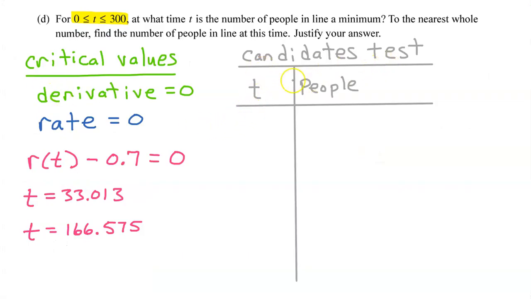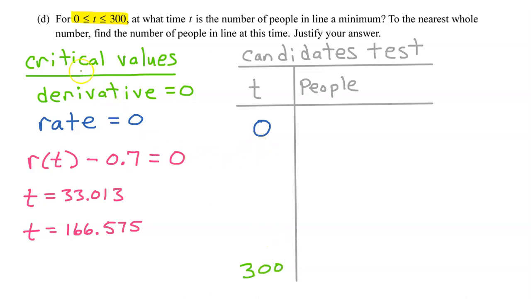It's time to set up the candidates test. Remember, we are looking for the time t when the number of people in line is at a minimum. So the first column will be the times, which are candidates for the minimum number of people. These candidates will include the endpoints. Don't forget the endpoints, 0 and 300. So we will have 0 at the beginning, and we will have 300 at the end.